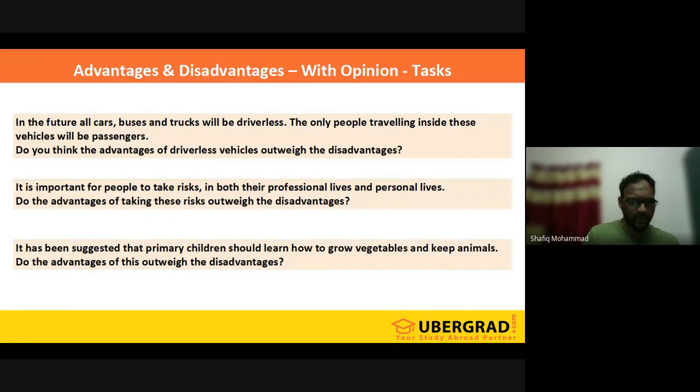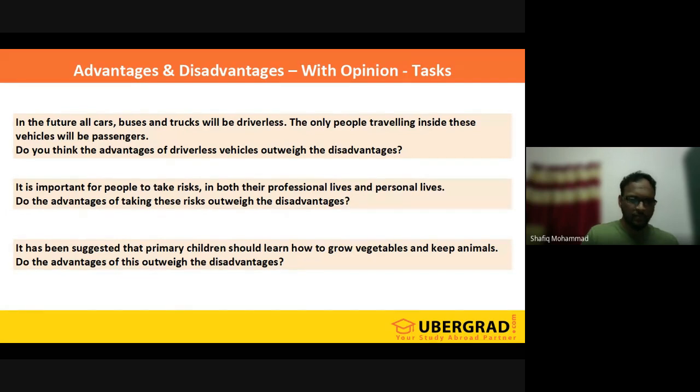Automobiles like buses and trucks will be autonomous in the near future. Passengers will be the only ones inside these vehicles. This essay will cover the beneficial as well as the adverse. The benefits is better actually, or okay. This essay will cover the benefits as well as the adverse impacts on us. Okay.